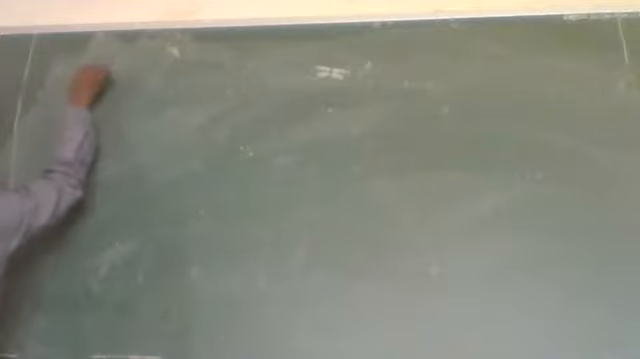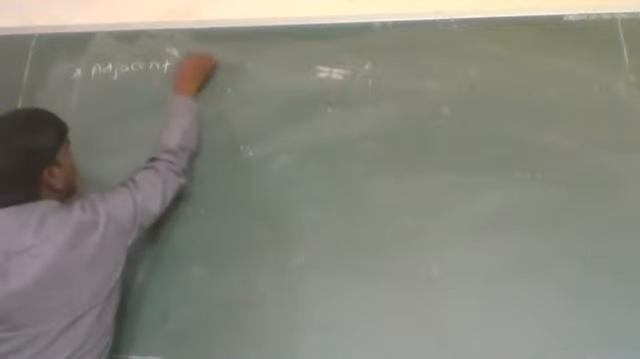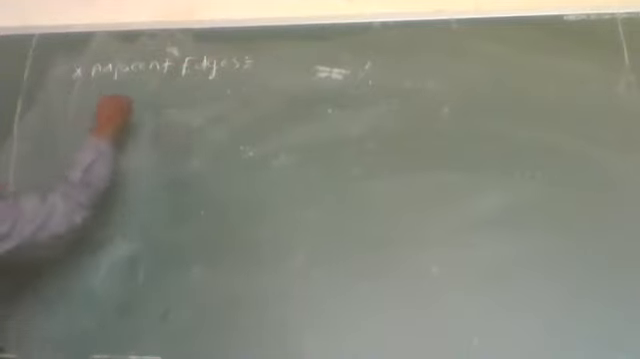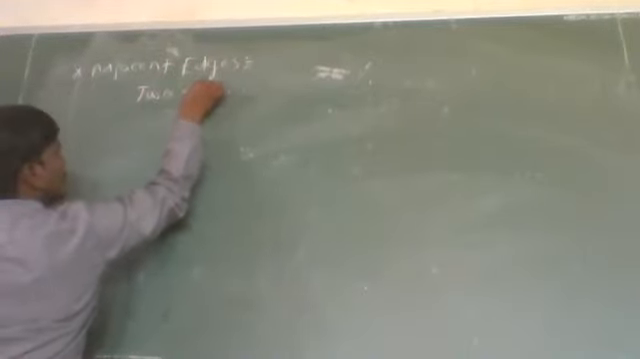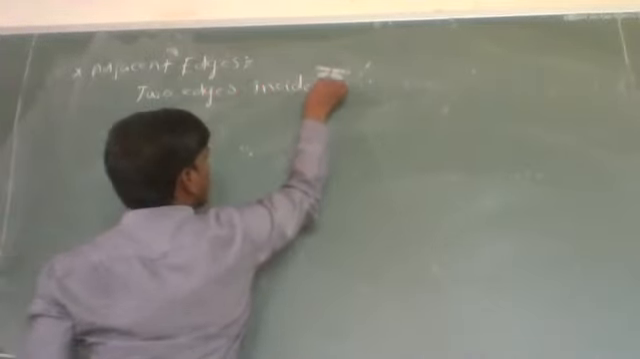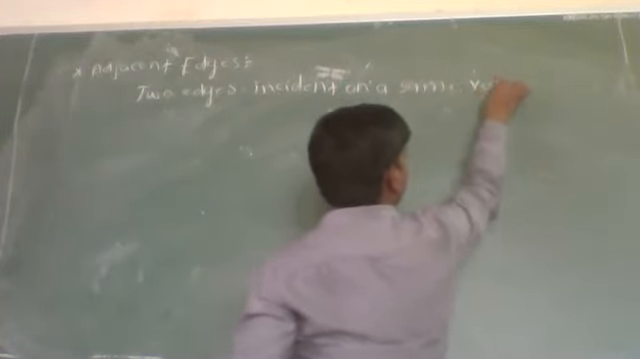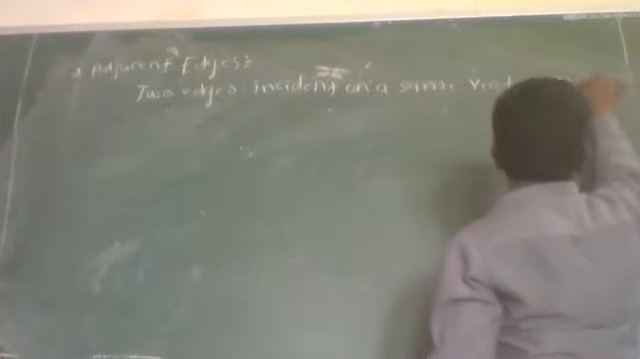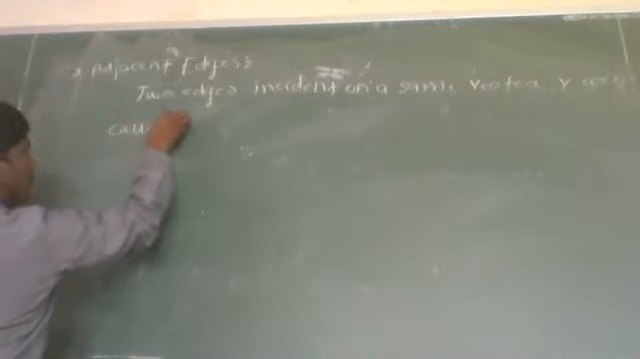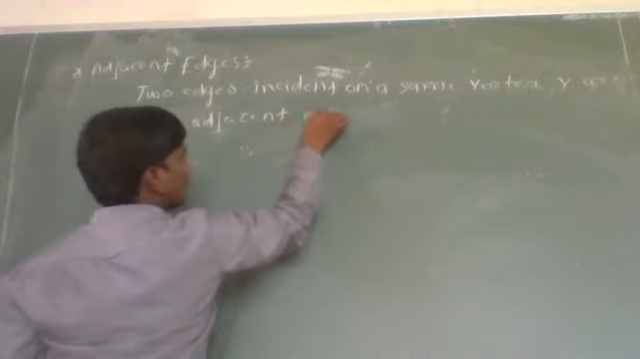Adjacent edges. Two edges incident on the same vertex V are called adjacent edges.